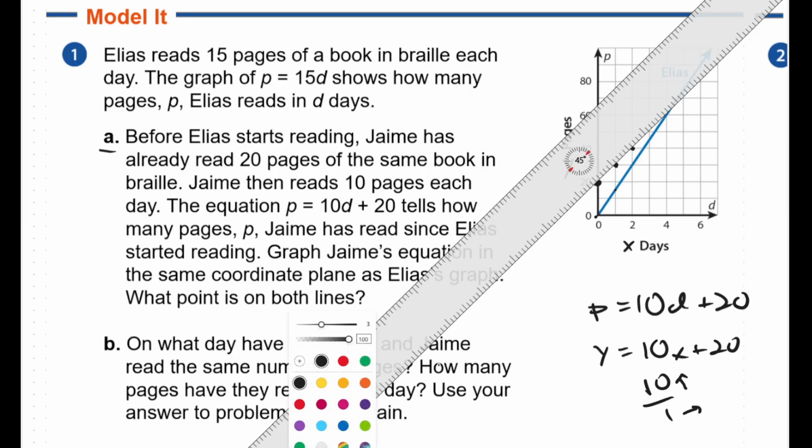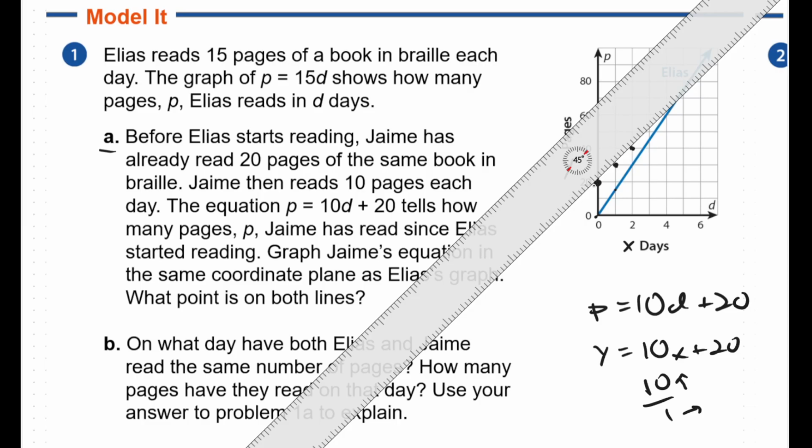Oops, change to the pen. Try this one more time. Come on, pen, work for me. This is not working. Let's try this one more time. There we go. Now we got it. All right, go away ruler.